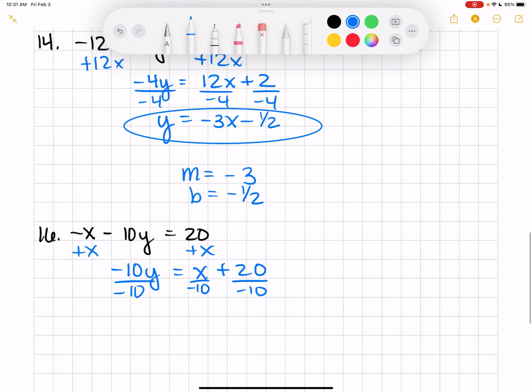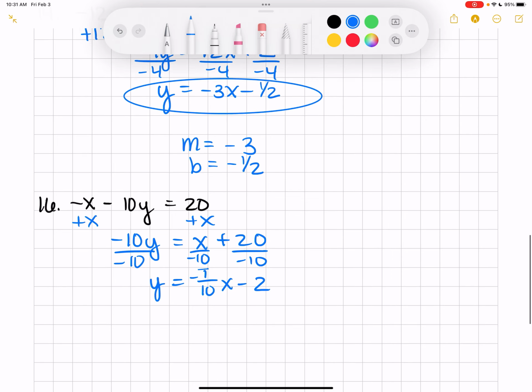So on the left, that leaves me with just y equals x divided by negative 10. Not that you have to, but I would rewrite this as negative 1 over 10 times x just so that you can see your slope better when you go to graph it. And then 20 divided by negative 10 would be negative 2. So that's the equation of your line there. And then what would your slope be? Negative 1 over 10. And then your y-intercept? Negative 2.